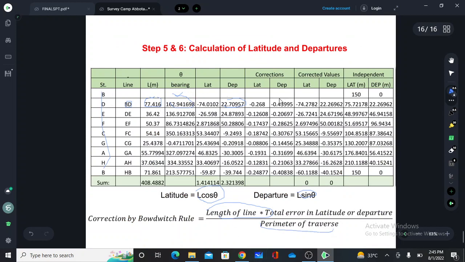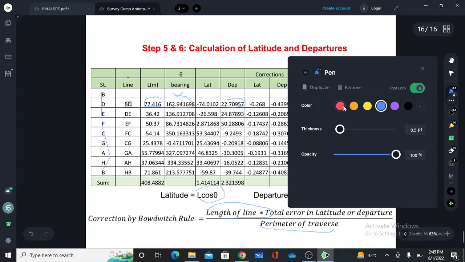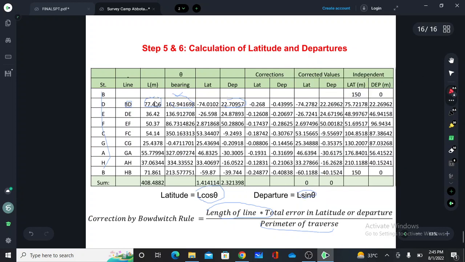For example, we want to find the correction in line BD. I will find the length of the line, so this is the length 77.46. This length will come here. For example, I'm finding the correction in latitude, so I'll find the total error in latitude. The total error in latitude is this, so I'll write it here and then divide by the perimeter of the traverse. This will give me the correction, that is this value. Similarly, find the corrections in latitude, find the corrections in departures, and then after applying the corrections, we'll write the corrected values of latitude and departure.